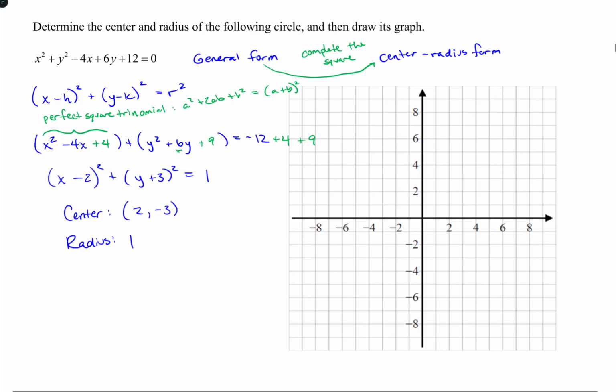So now I'll graph it. 2, -3. There we are. Radius of 1, so just go 1 unit away from that point in all directions. And then you can draw in your circle from there.